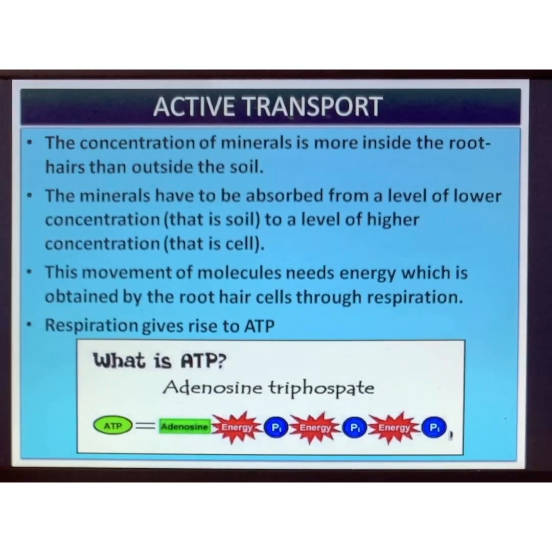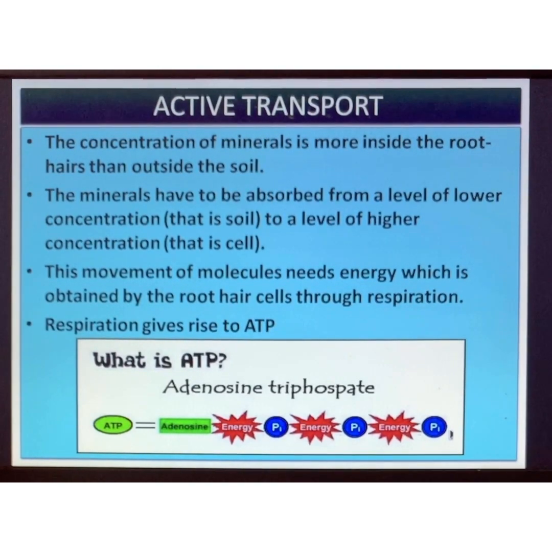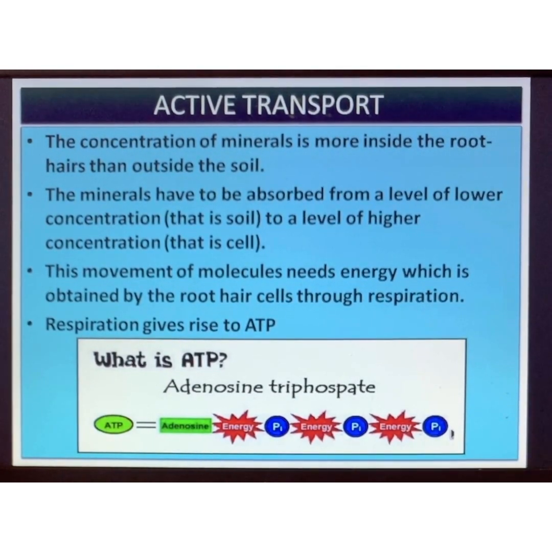All right, now why are the minerals required? Minerals are required for various reactions that take place in the cell. Towards the end of this chapter, I will also give you a list of the minerals required in larger amounts, that is macronutrients, and minerals required in smaller amounts, that is micronutrients. All right, so absorption of minerals is very, very important for the plants to carry out their life processes, and hence the importance of active transport.